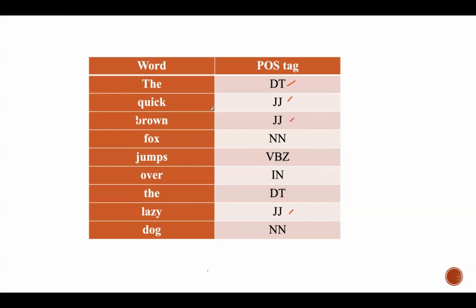Then the next word is fox. So check if there are any other nouns in the sentence. So fox is a noun as well as dog is a noun. So here NN is the tag assigned to both the words. Then jumps. So jumps is a verb that is the third person singular present, right? So it should be represented with VBZ. Next, over. So over is a preposition. So here the tag assigned to over is IN. And again the is common, so it is a determiner.